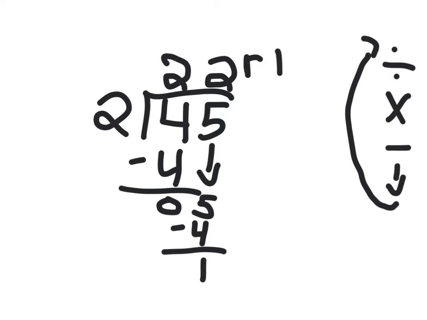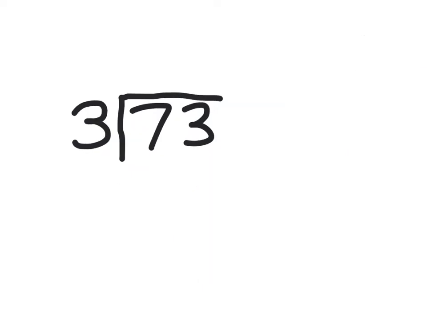Let's try another one. And this one is 73 divided by 3. To figure this out, remember we have to have our steps. We have divide, multiply, subtract, bring down, and repeat.